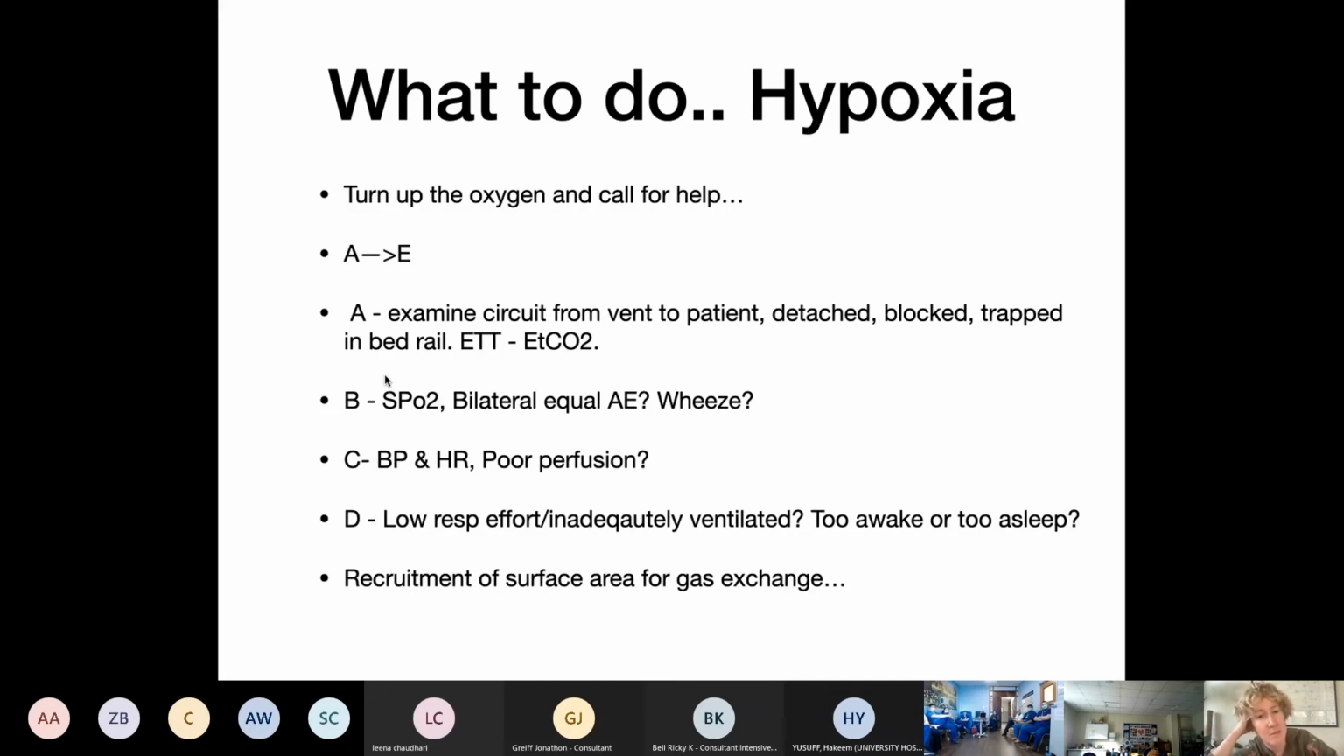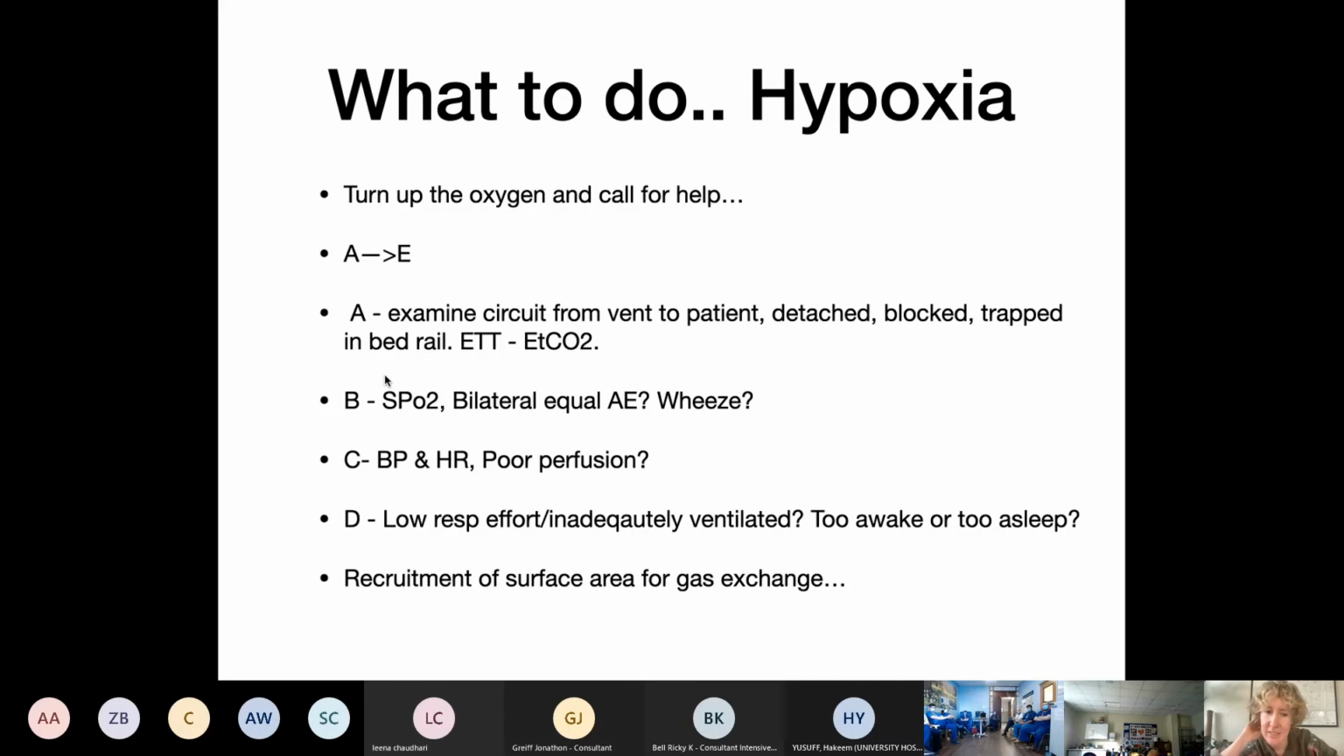Breathing, well, examine them. Respiratory rate, saturations. Is it something you need to do something about now? Have they got a pneumothorax? Think about whether they've suddenly become wheezy. Cardiovascular system, are they hyper or hypotensive? What's their heart rate? Are they poorly perfused?